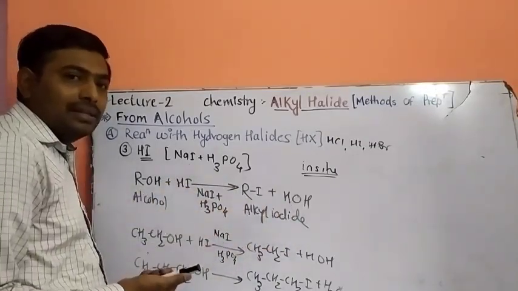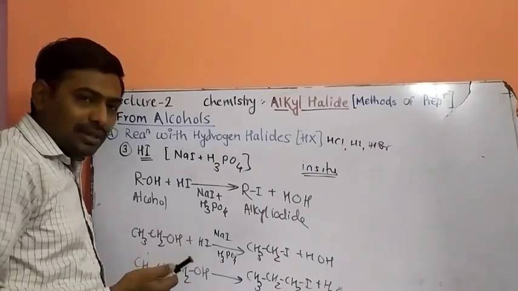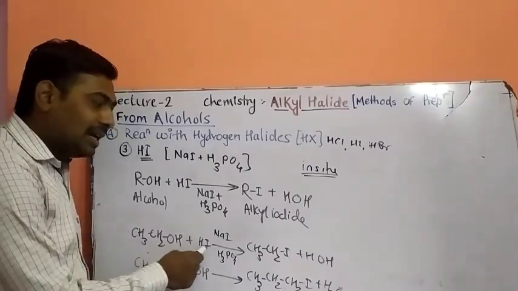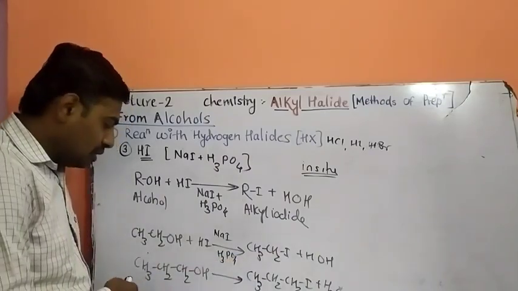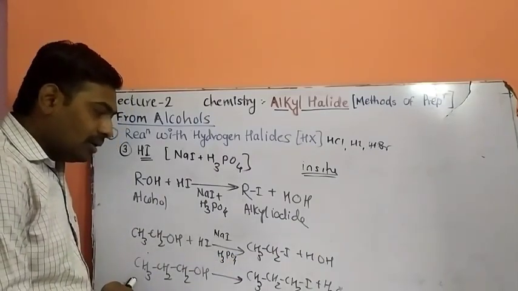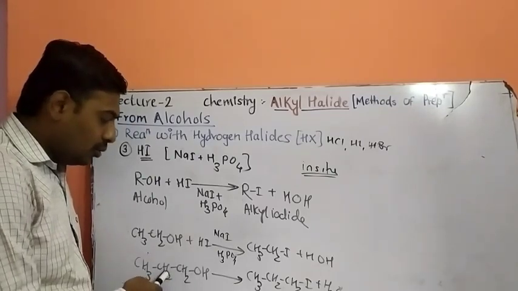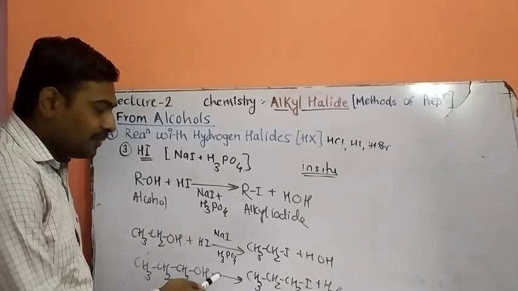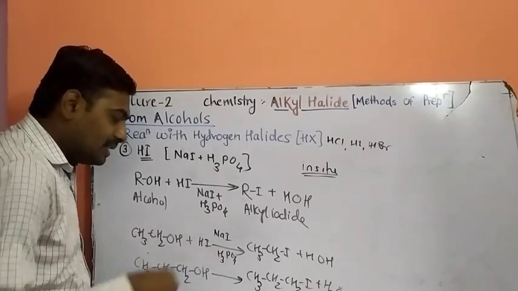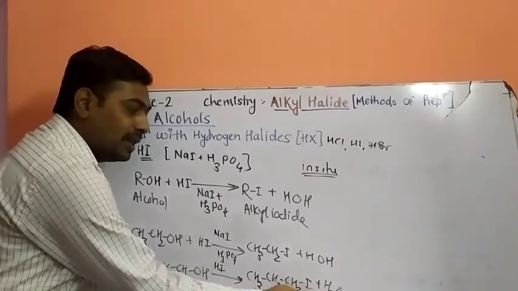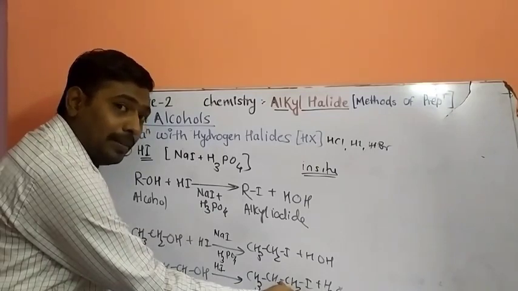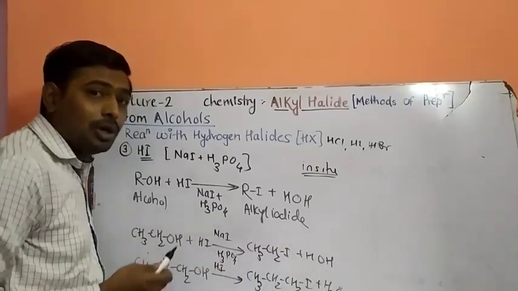Again the reaction and the reagents are the same. Examples are again the same. Ethanol reacted with HI gives ethyl iodide as a product and a water molecule as a byproduct. Next, 1-propanol, with carbons 1, 2, 3, reacted with HI gives 1-iodopropane and a water molecule as a product.